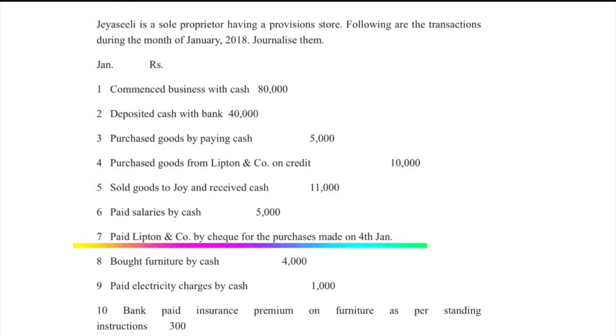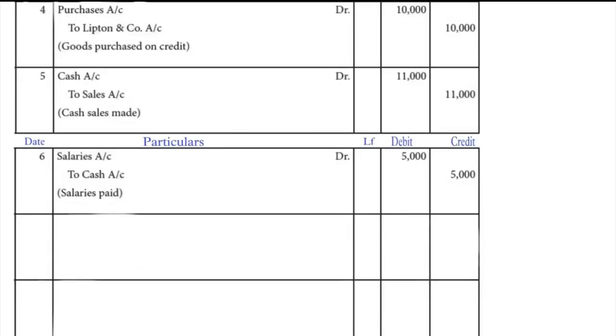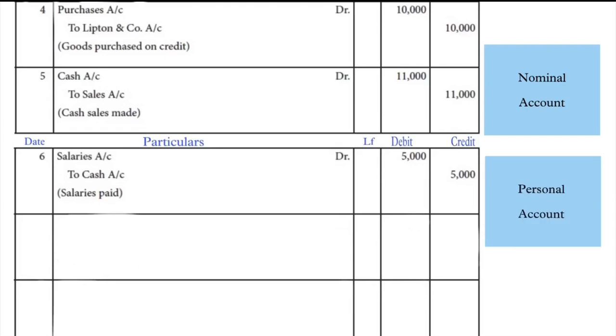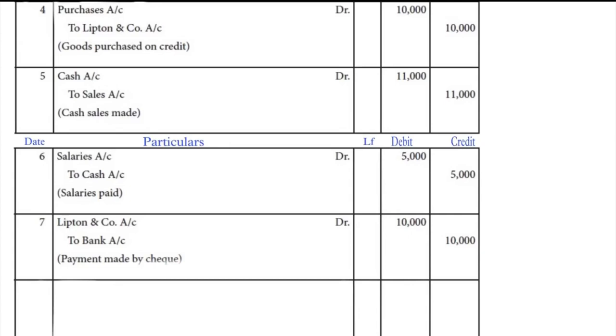The seventh transaction is that we paid Lipton & Co. by check for purchases made on 4th January. So the accounts affected are a nominal account and a personal account, so we debit our purchases and credit the bank. So the entry we pass is Lipton & Co. account debit to bank account, being payment made by check.